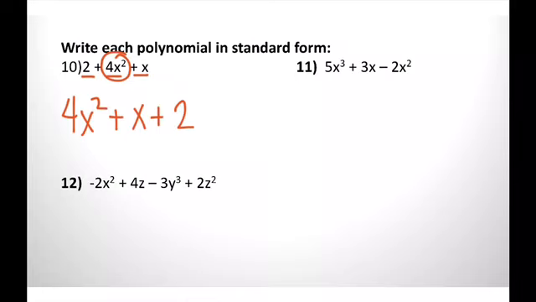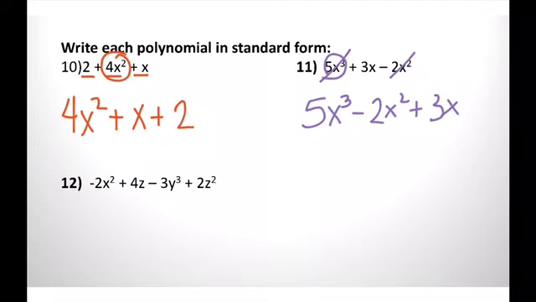Okay, number 11, 5x to the third is the highest degree, and then minus 2x squared, that's the next one, and then plus 3x, that's in standard form. Number 12, okay, so we've got 3 different variables. I've got x, y, and z. So x comes first in the alphabet. So this is going to come first.